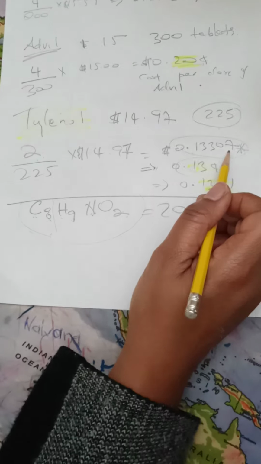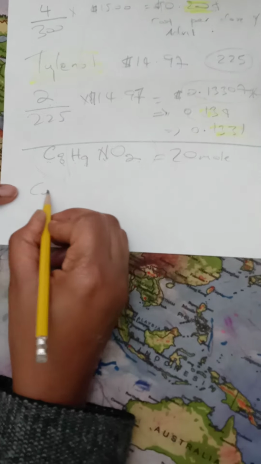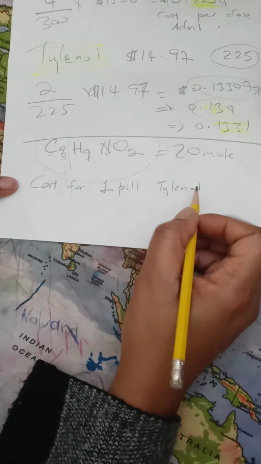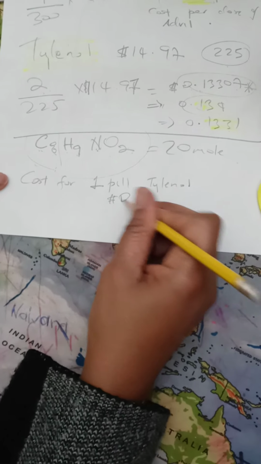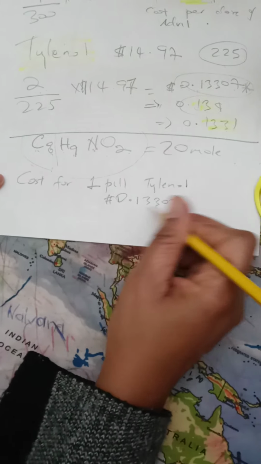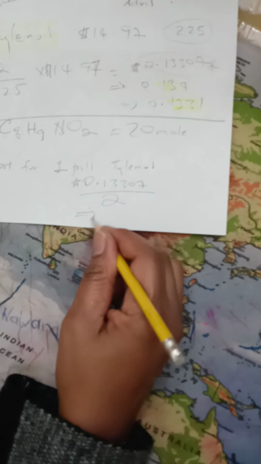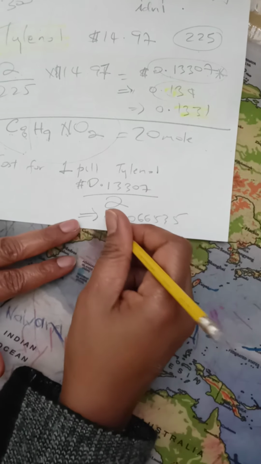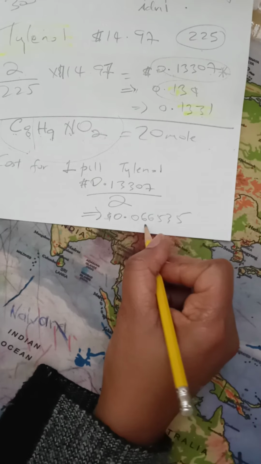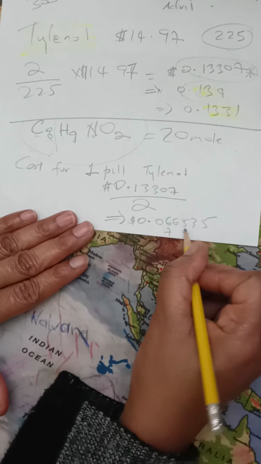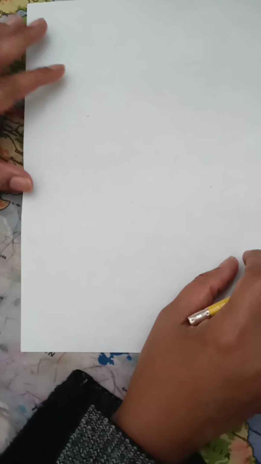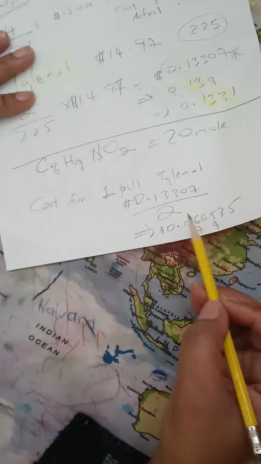0.13307 cents. Now the cost for 1 pill of Tylenol is 0.13307 divided by 2. Plug that into the calculator and we got 0.066535. When you round that off, this works out to about 7 cents. So 1 pill of Tylenol would cost 7 cents. Okay, now we're not going to round it off, we're going to keep this.